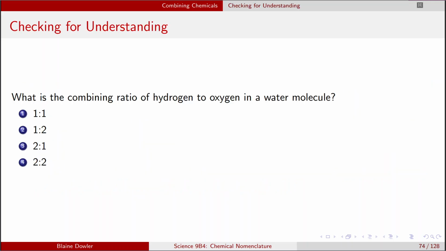Check for understanding. What is the combining ratio of hydrogen to oxygen in a water molecule? Is it 1:1, 1:2, 2:1, or 2:2? Pause now if you need more time. It is 2:1, H2O. That O does not have a subscript, so the 1 is implied.